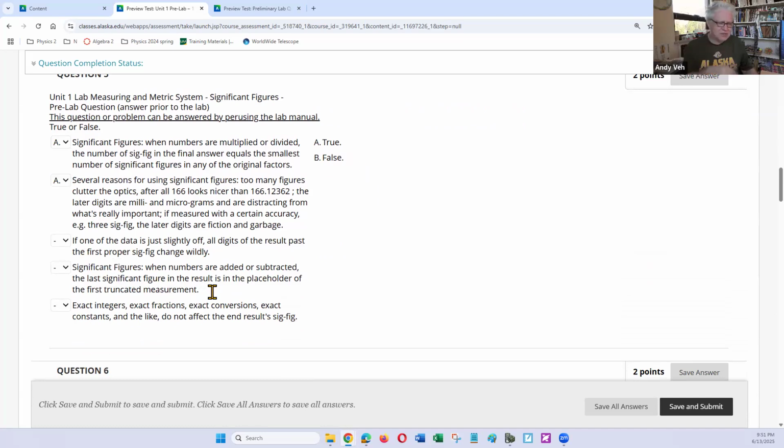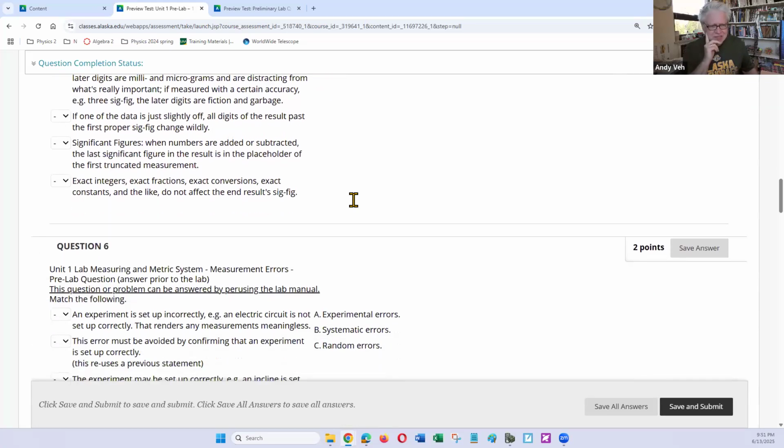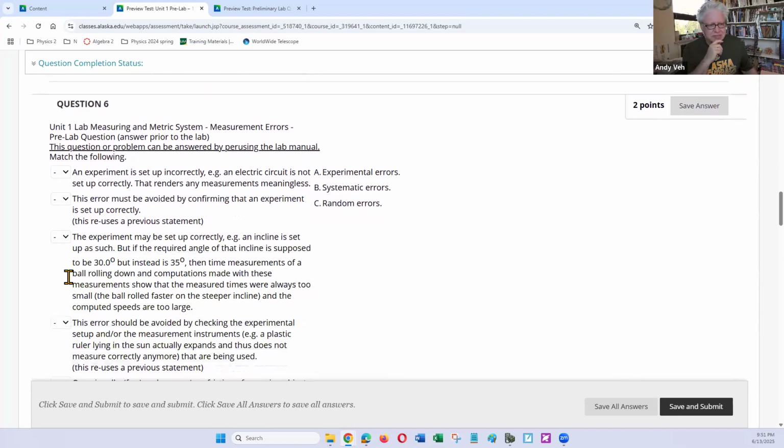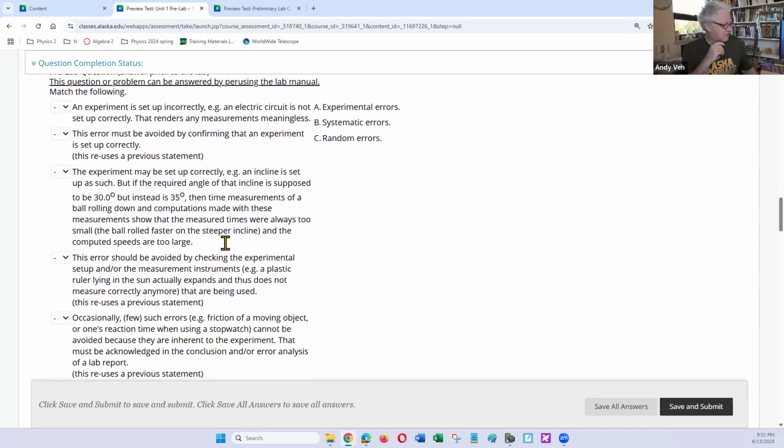It also says in here, once in a while, if you have one too many or one too few, don't worry about it. But it shouldn't be the 8 from the graph, from the calculator. So don't do that. So let's see, there are experimental errors here. Set up incorrectly, they render any measurements meaningless. So try to avoid experimental errors. This one here still.